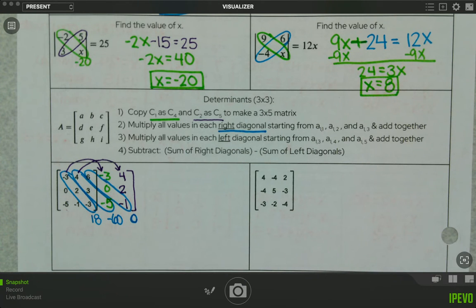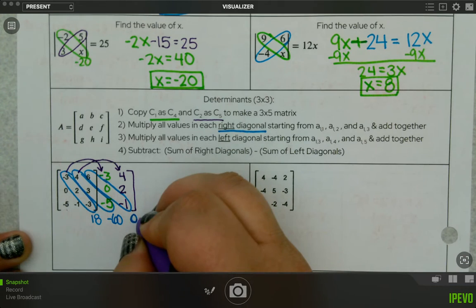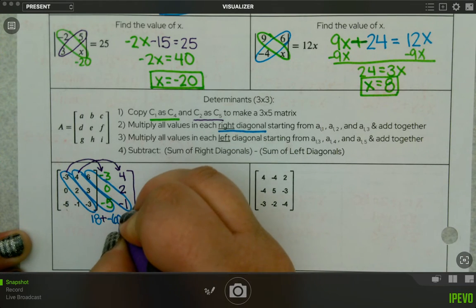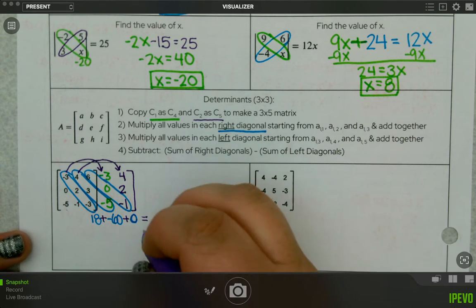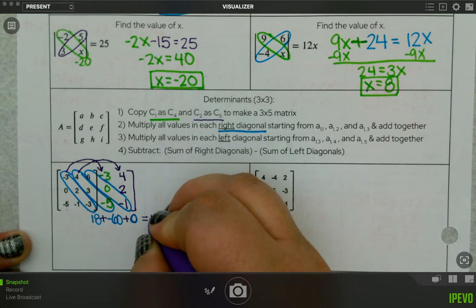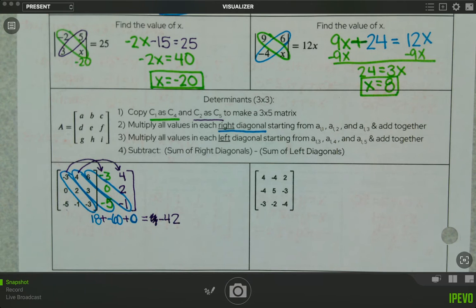Okay? And then we are going to add them together. So we're adding all 3 of these. Negative 18 plus negative 60 is negative 42. I forgot my negative. There we go. And then plus 0 is still just negative 42.